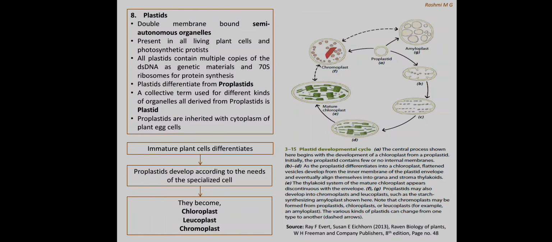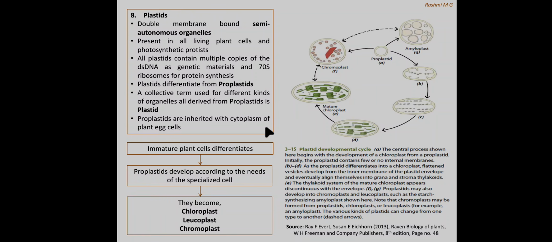So today we will be learning about plastids. It is a double membrane bound semi-autonomous organelle present in all living plant cells and photosynthetic protists. All plastids contain multiple copies of double-stranded DNA as genetic material and 70S ribosomes for protein synthesis. Plastids are differentiated from proplastids. The collective term used for different kinds of organelles derived from the proplastid is plastid.